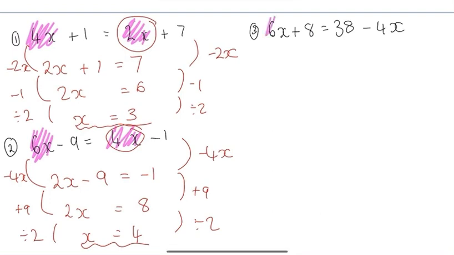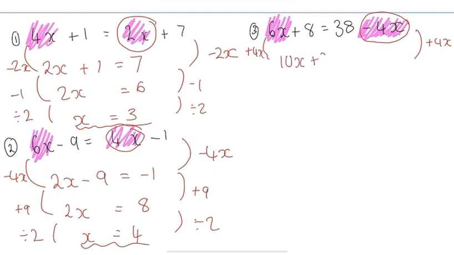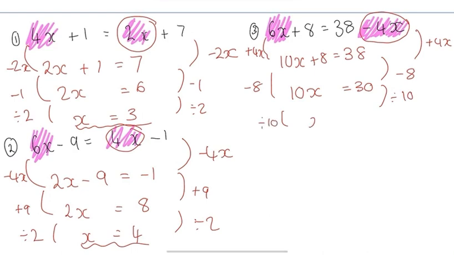Now for this final one, a bit trickier because we've got that negative, so just making sure we're taking that into account. This time our smallest value is that minus 4x. To get rid of it, remember we're doing the opposite, so we're adding on that 4x to both sides. And that gives us a nice little two-step equation to solve. I'm going to get rid of my 8 by taking it away, because that's the opposite. And then getting rid of my 10 by dividing by 10. So I'm going to get x equals 3.